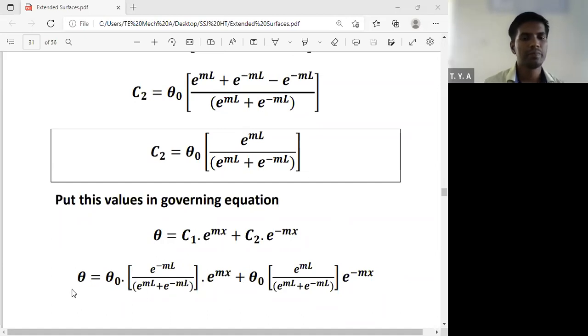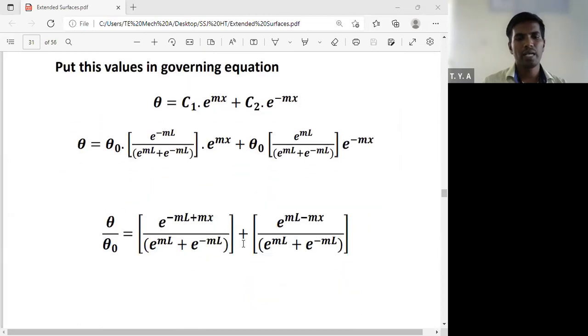Okay, everyone is done up to here. So whatever this C1 and C2 is there, we have to put those values of C1 and C2 in the governing equation. Okay, so what is our governing equation? Theta is equal to C1 e raised to mx plus C2 e raised to minus mx. So put the values of C1 and C2 in this equation. Then simplify that equation. So theta 0 is common on the right hand side, so therefore we have to take that to the left hand side. So therefore theta upon theta 0 is equal to e raised to minus ml into e raised to mx.